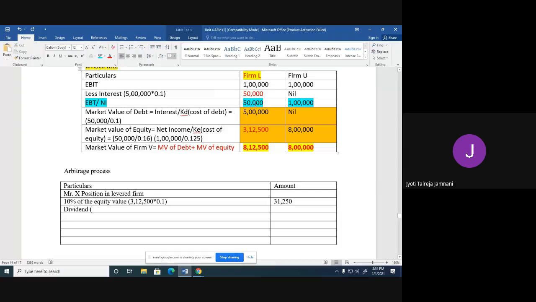Is that clear? Because we have paid interest, and after that remaining 50,000, there are no taxes given in the firm, no tax rate mentioned. So we are going to take this 50,000 as income of equity shareholders. Of this, 10% Mr. X should get because he has 10% shares. So he has 10% profit sharing also. So 10% of 50,000, it will be 5,000.